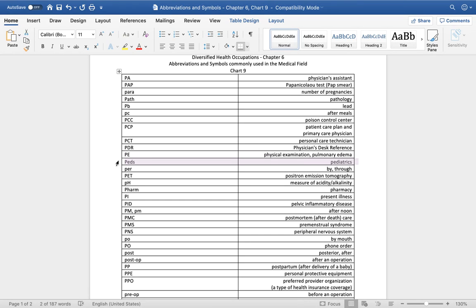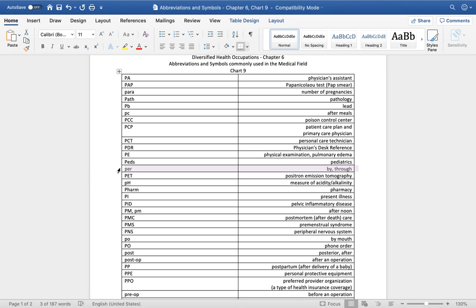PEDS, this is short for pediatrics or kids, children. We also use this to describe a smaller size of equipment used for children. So we call those PEDS. Like if I need a C-collar to immobilize a child's neck, I'm not going to try and go for an adult neck. It's going to be too big. I would need to go for a pediatric sized collar.